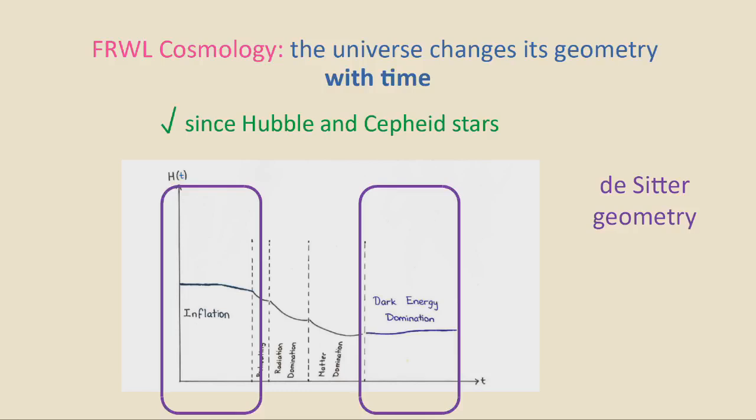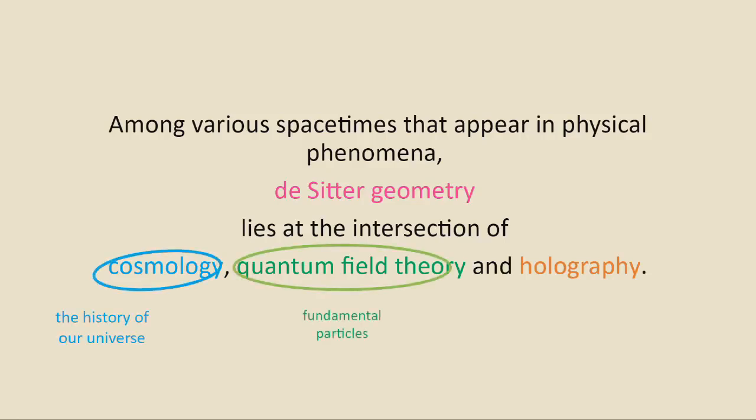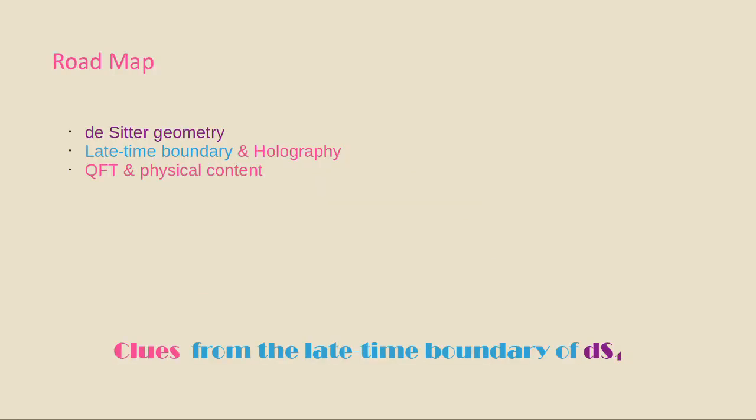The geometry relevant in both of these epochs can be idealized by the de Sitter geometry. Not just for cosmology, but de Sitter geometry is an interesting place to ask how to set up quantum field theory and holography, as well as how to do cosmology. So cosmology teaches us about the history of our universe, quantum field theory teaches us about fundamental particles, and holography gives a conformal point of view to gravity. So we will collect all these things, universe, fundamental particles, gravity, together by focusing on what the de Sitter geometry has to say.